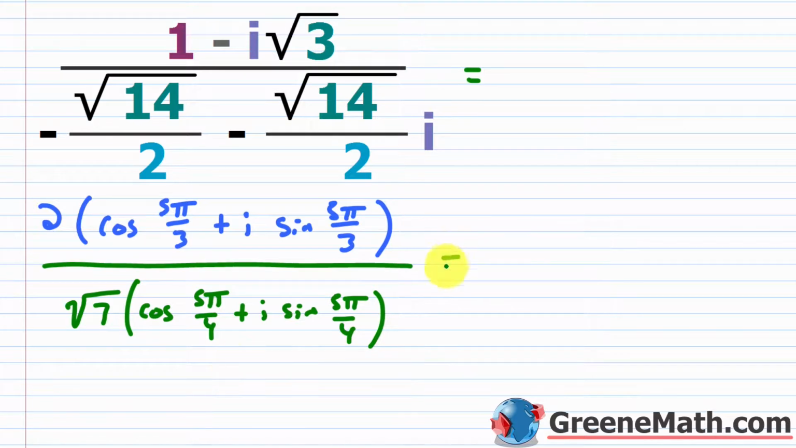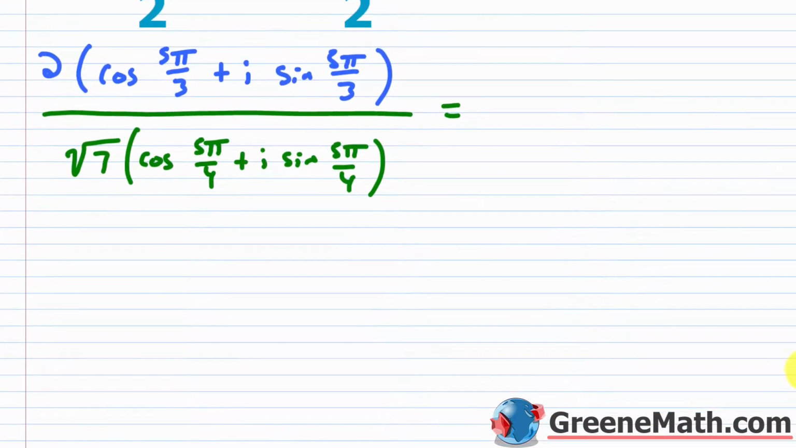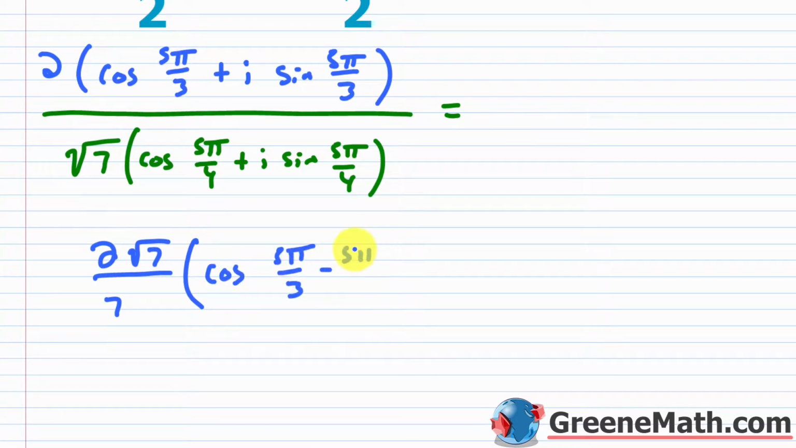So now what I want to do is just use my quotient theorem. Very easy at this point. So 2 divided by the square root of 7. Of course, you can rationalize the denominator there. I can multiply this by the square root of 7 over the square root of 7. So this is 2 times the square root of 7 over 7. So that's that part. That's done. And then basically what we want to do, times this quantity here, you have the cosine of 5 pi over 3 minus 5 pi over 4.